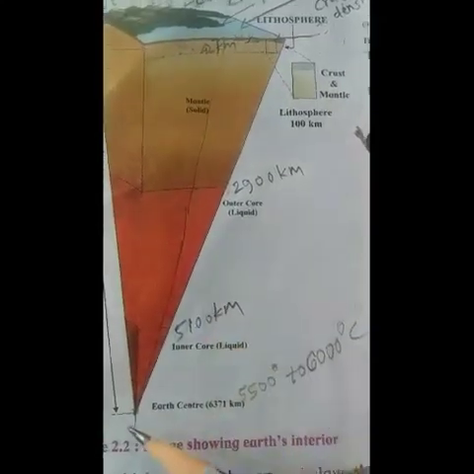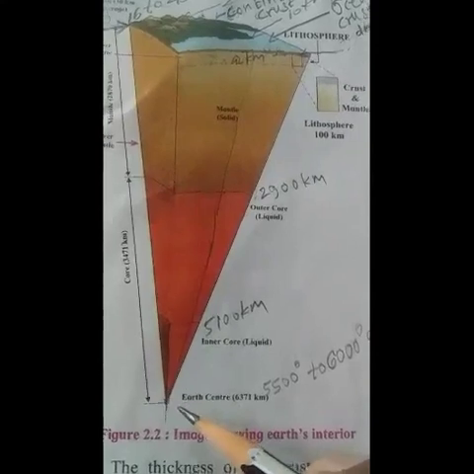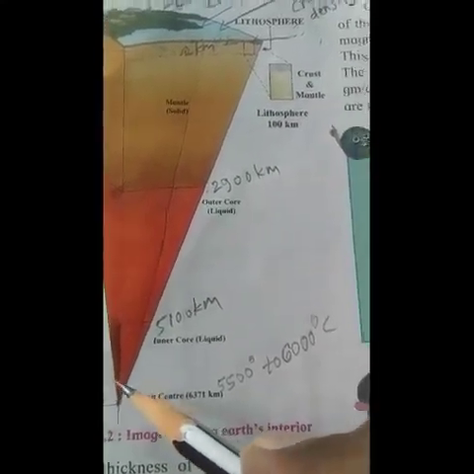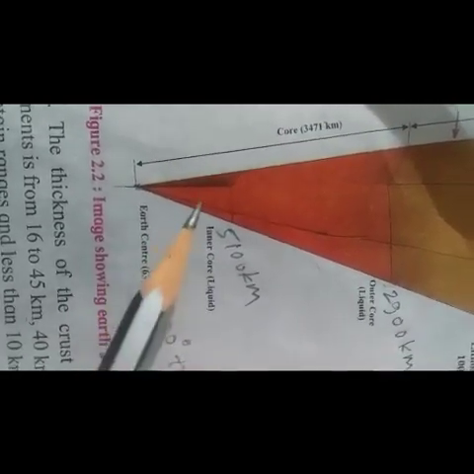Therefore, this layer is called NiFe. Ni from nickel and Fe from iron. As the materials in this layer are under extreme pressure, the inner core is in solid state. The temperature here is almost equivalent to the surface temperature of the sun, and the surface temperature of the sun is about 5,600 degrees Celsius, and the temperature of inner core is 5,500 degrees Celsius to 6,000 degrees Celsius.